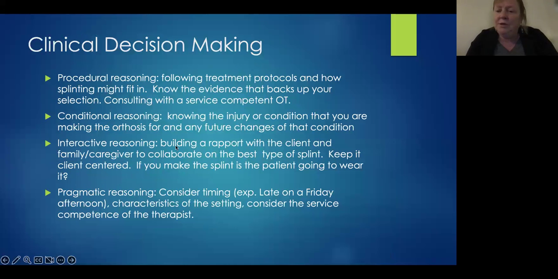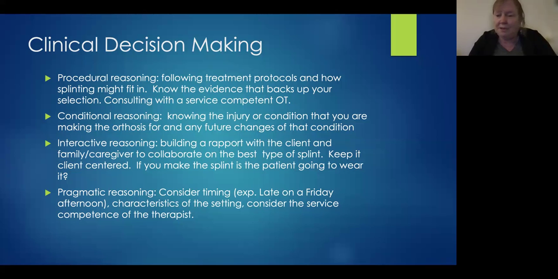Now, clinical decision making is also important on the exam, like to really think about, what is this question really asking? And so again, I can't emphasize enough to not only know the different types of orthotics, but also the purpose of each one of them. But I want to go over some of this clinical decision making.